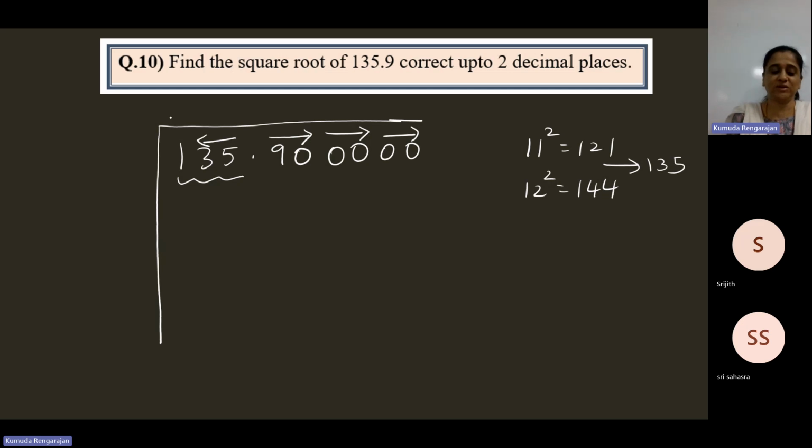No, 11.60 is incorrect. 11.6. 11.6, okay. I want 3 digits after that, meaning I want 3 decimal places. 11.6 is correct. After that?